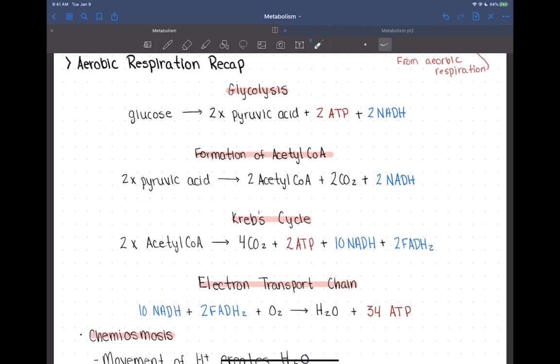Okay, so for our recap, all right, the first step is glycolysis. Remember, this step occurs in the cytoplasm. And so we're going to start glycolysis with a glucose. We're going to end up with our 2 pyruvic acids, 2 ATP, and 2 NADH. Okay, so remember, each of these pyruvic acids is a 3-carbon molecule, so half of our glucose.